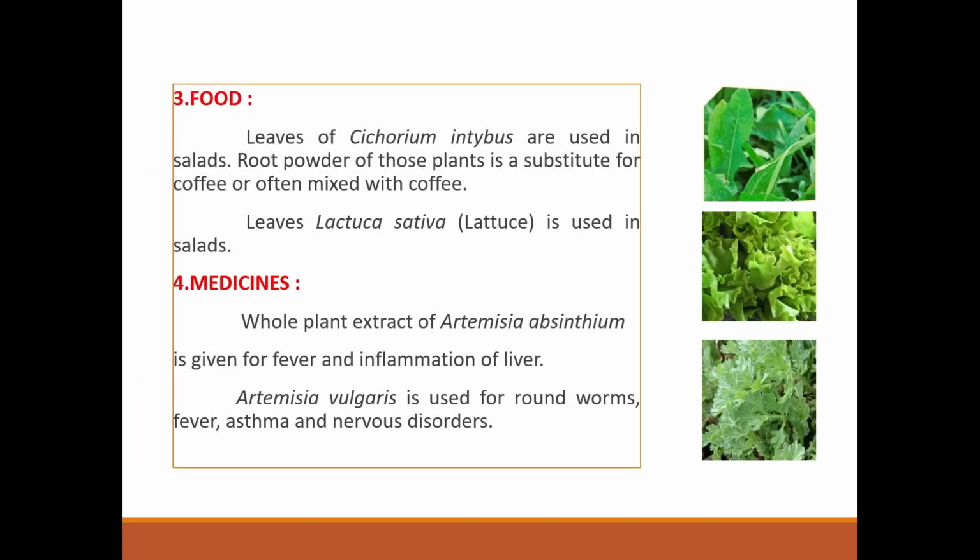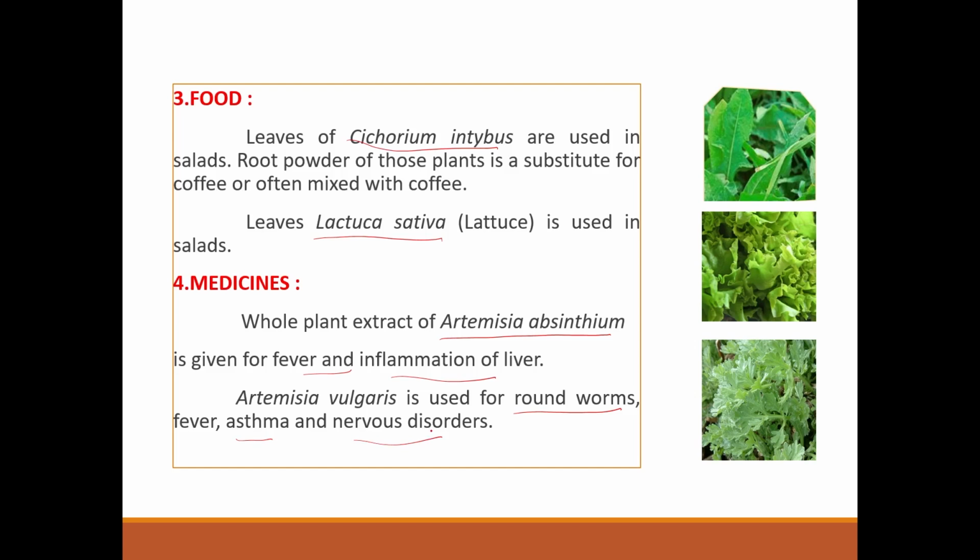Then some plants are also used as food, like leaves of Cichorium which are used in salads. Then the root powder of those plants is a substitute for coffee or is often mixed with coffee. Then leaves of Lactuca sativa, that is lettuce or salad patta, are used in salad. Then some plants are also used as medicine, like the whole plant extract of Artemisia herbaceum is given for fever and inflammation of the liver. Then Artemisia vulgaris is used for roundworm, fever, asthma, and nervous disorder.